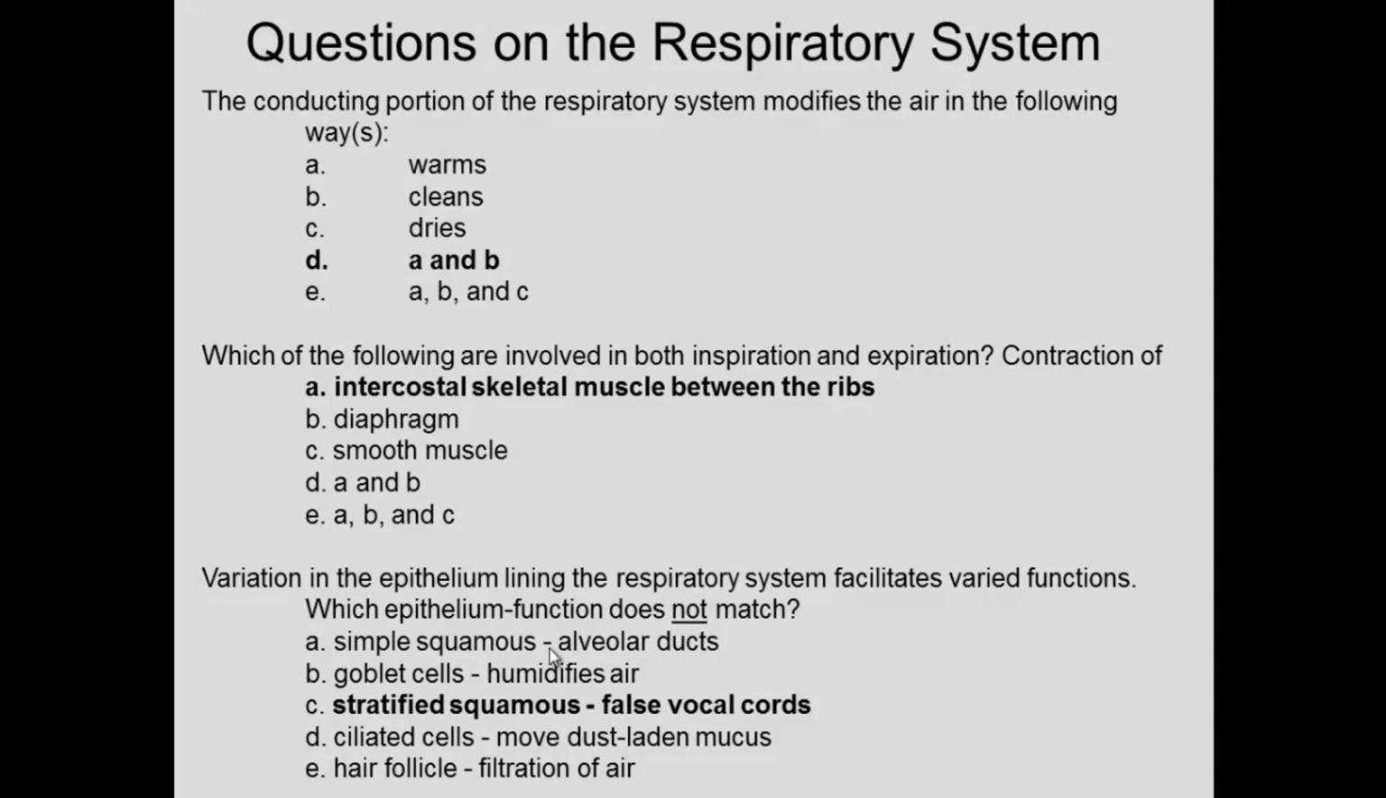Variation in epithelial lining of the respiratory system facilitates varied functions. Which epithelial function does not match? Simple squamous, alveolar ducts, yes, you have simple squamous in alveolar ducts and alveolar sacs. Goblet cells humidify the air, they certainly do. Stratified squamous epithelium, false vocal cords, no. Stratified squamous epithelium is on the true vocal cords, not the false vocal cords. That combination is not correct. That is the answer C. Ciliated cells remove dust-laden mucus, true. Hair follicles filter air, true.